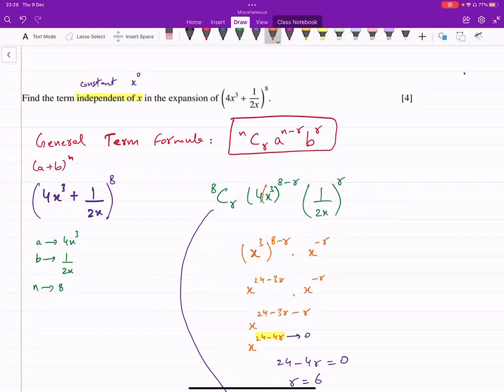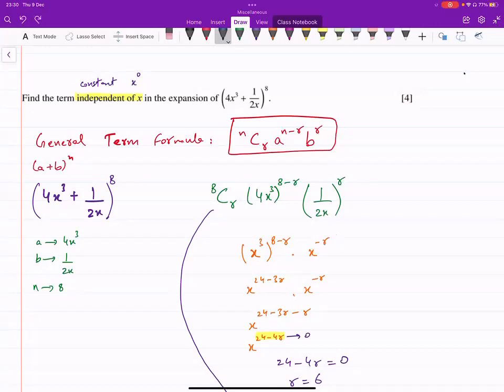X हमारे पास क्या है? We've got x cube here, and that is raised to the power 8 minus r. एक x हमारे पास यहाँ पर है. We've got another x here in the denominator. तो denominator में इसकी power r है, so if we take this to the numerator, it becomes x raised to power minus r.